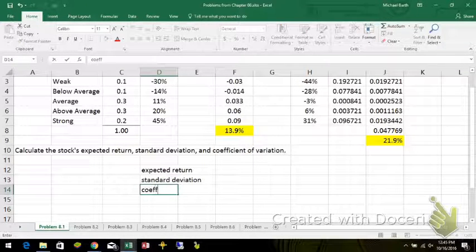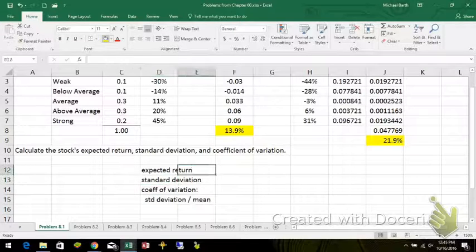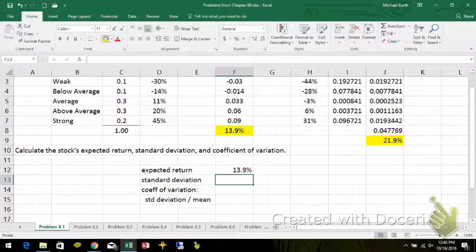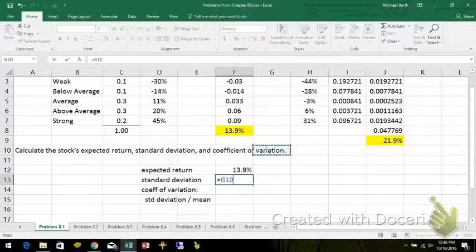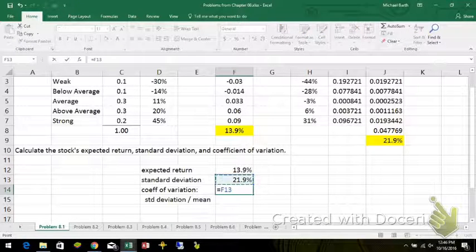the coefficient of variation is the standard deviation divided by the mean, okay, or expected return. So if this is 13.9 and this is 21.9, then the coefficient of variation is the risk, standard deviation, divided by the expected return.